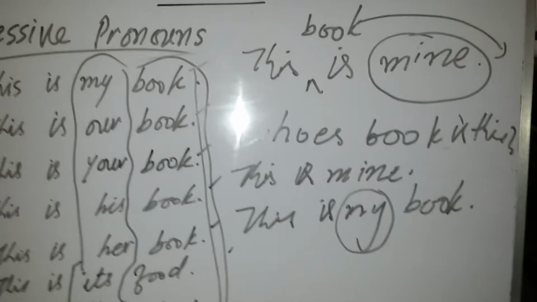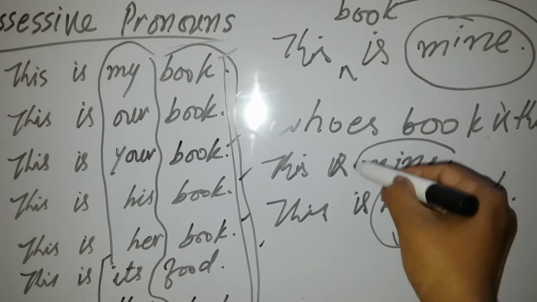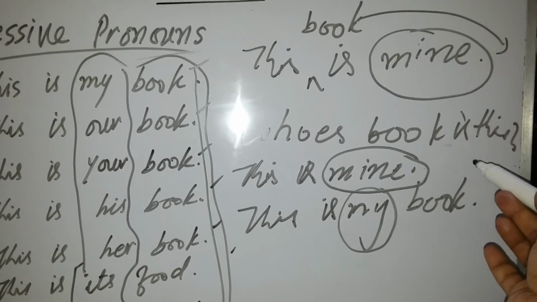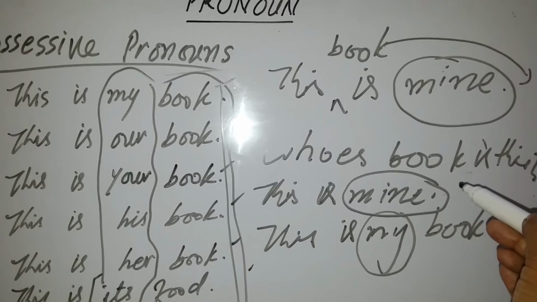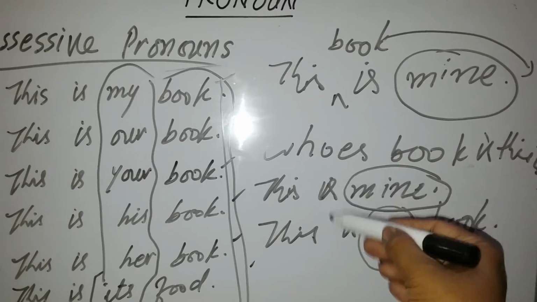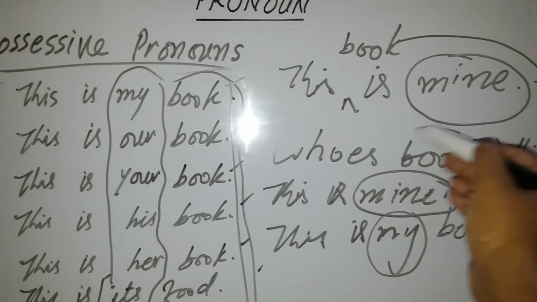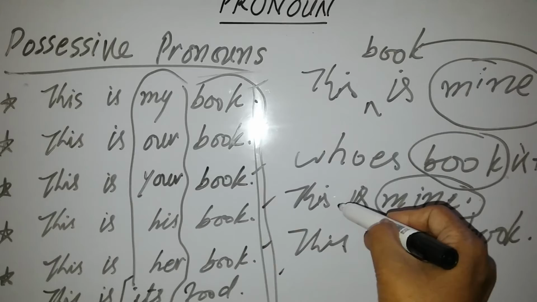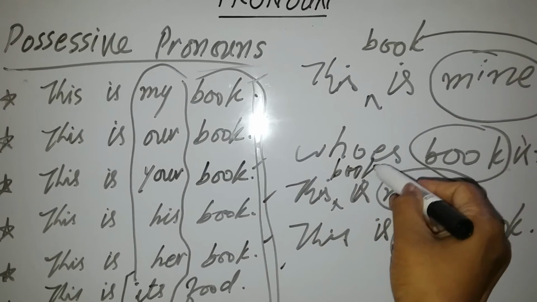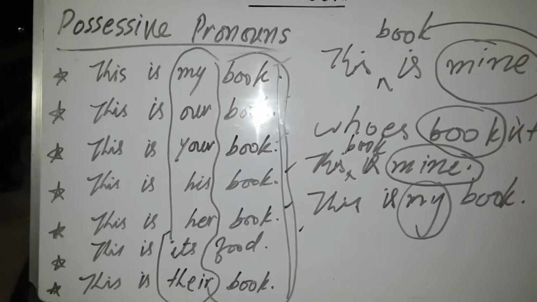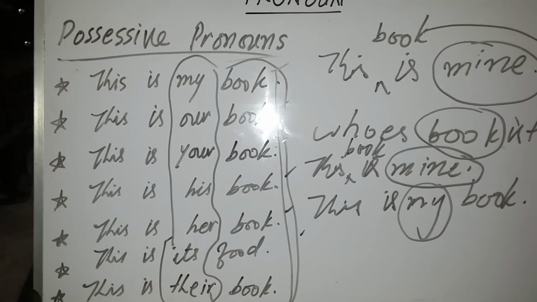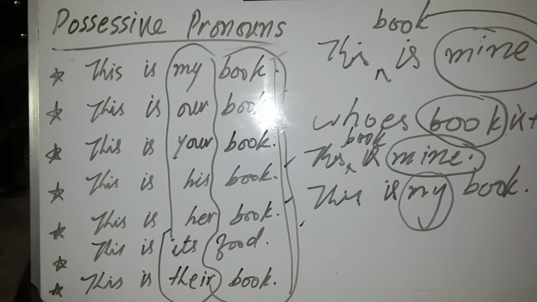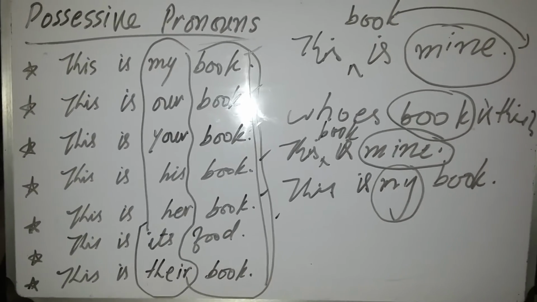This book is mine. But if you use this pronoun, you don't need to write any noun after it, because it is an independent possessive pronoun. This is mine. And if you want to mention the word book, then you will have to write this word after this: this book is mine. This is the difference between independent possessive pronouns and possessive adjectives, and both kinds belong to possessive pronouns. Hope it will be clear to you.